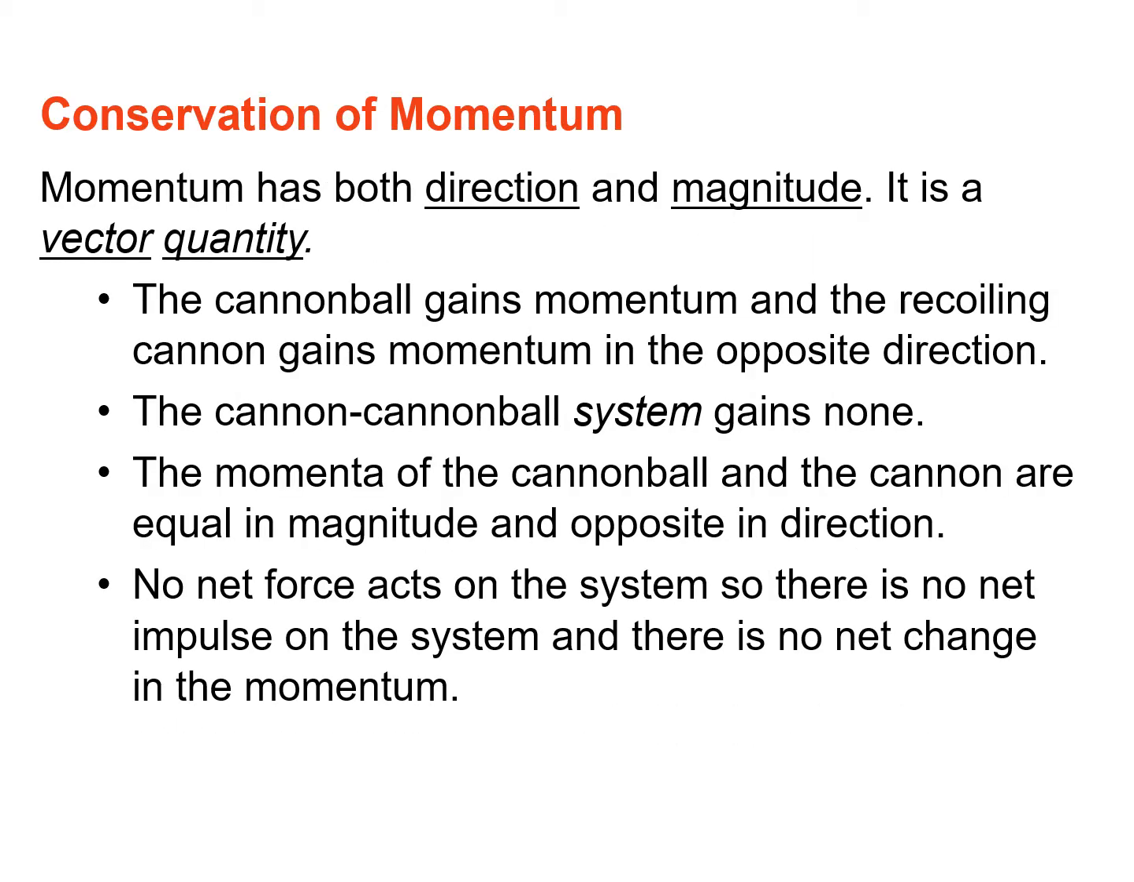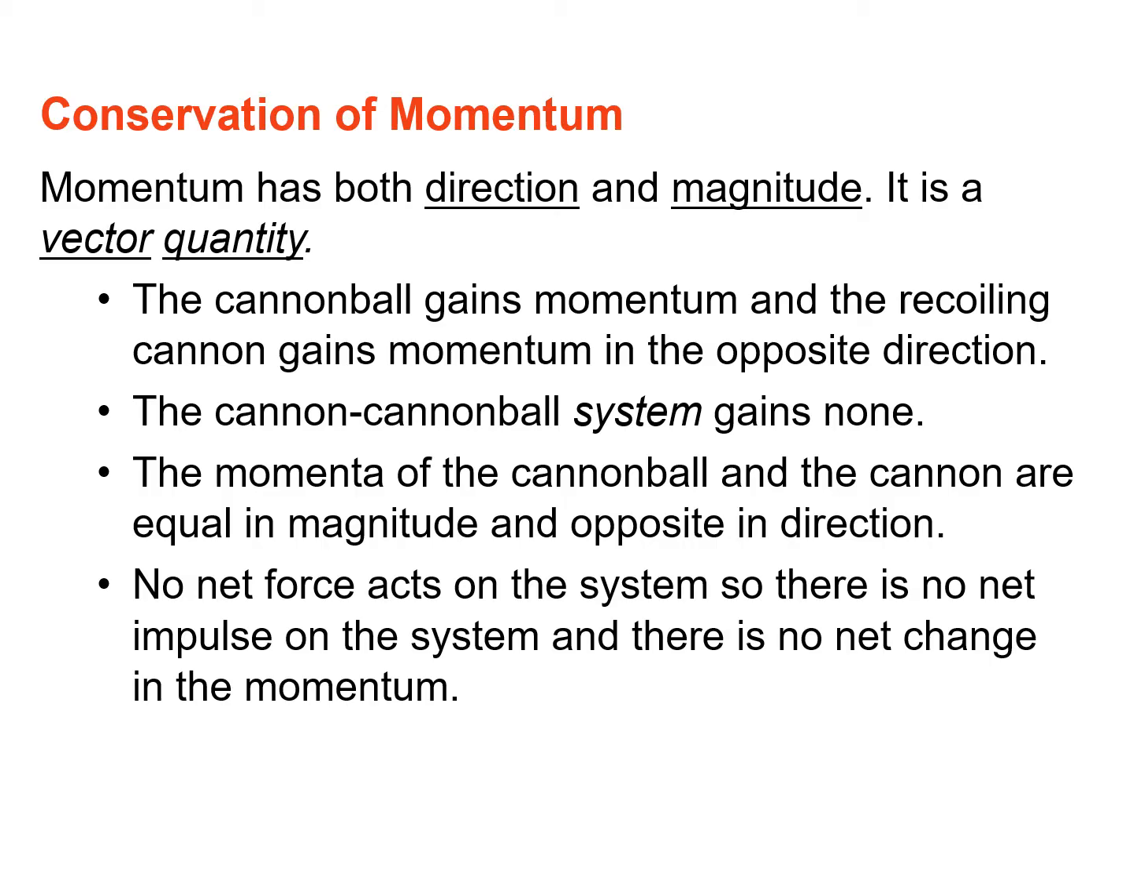So momentum is a vector quantity. It has both a direction and a size or magnitude. Cannonball might gain momentum, but it's at the expense of the cannon. The cannonball system does not gain any momentum by the internal action-reaction force of the firing. So the momenta of the cannonball and the cannon are equal in magnitude but opposite in direction if you actually worked out the numbers. And we will do that in some problems a little later on.